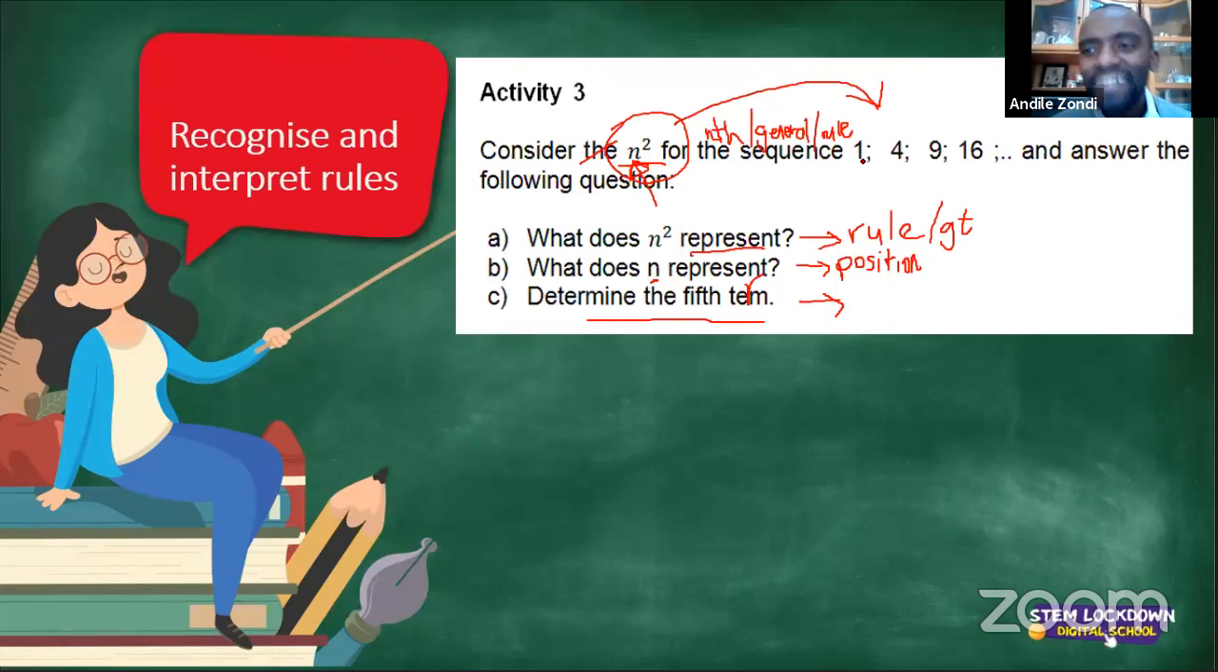Okay, let me move on. Obviously, most of you are correct. The answer is 25, right? How did you get 25? You use the rule, right?